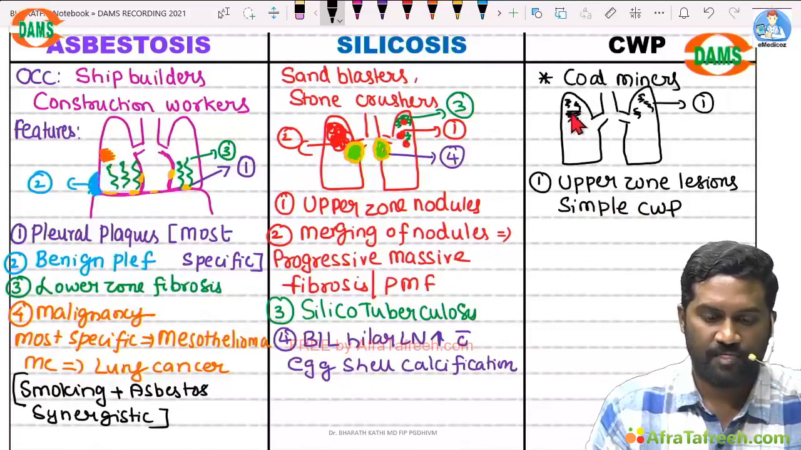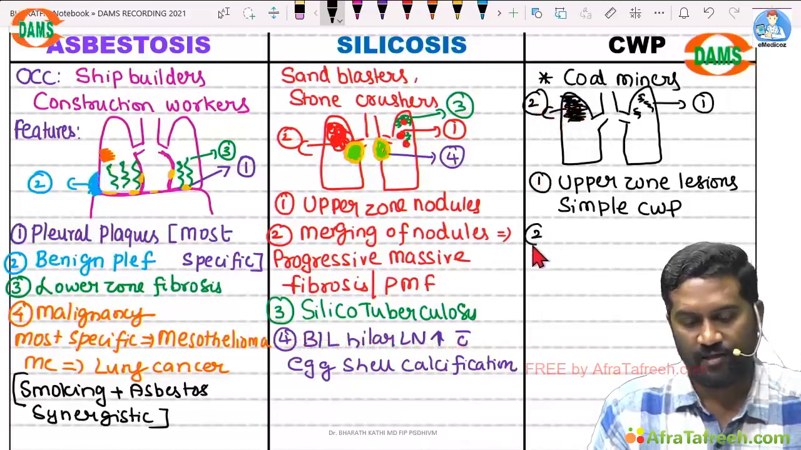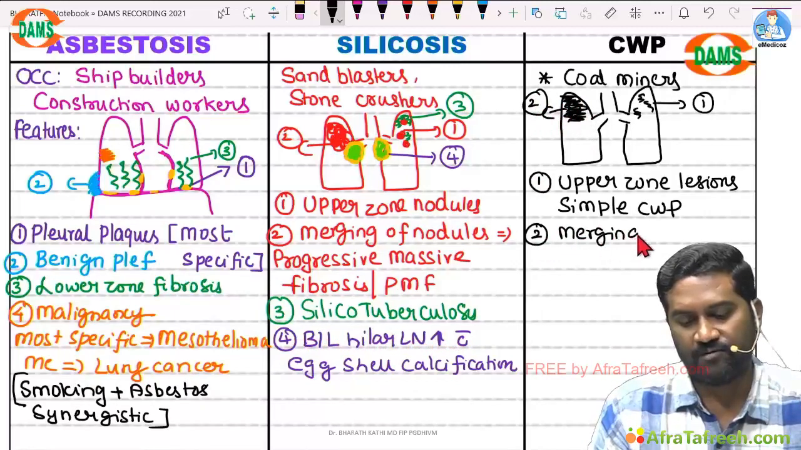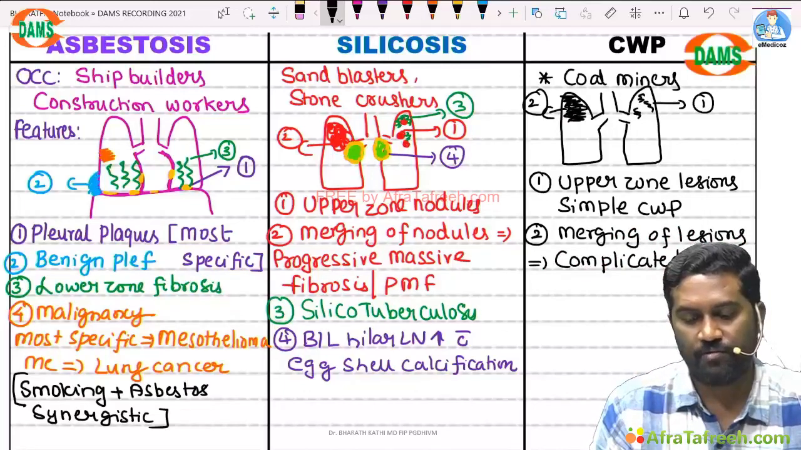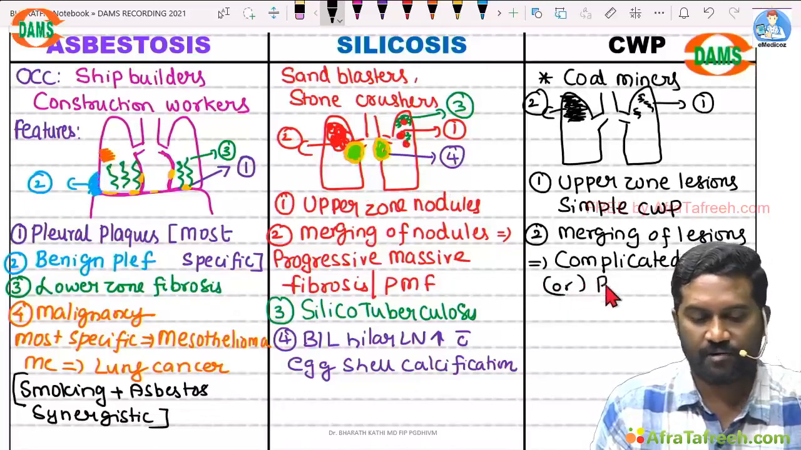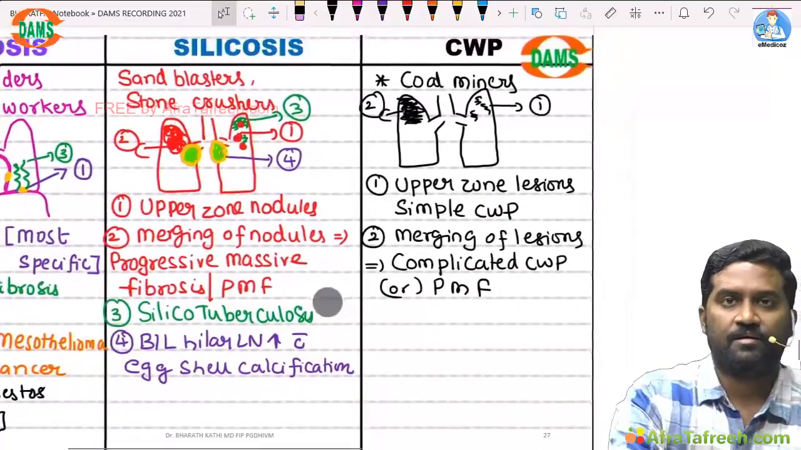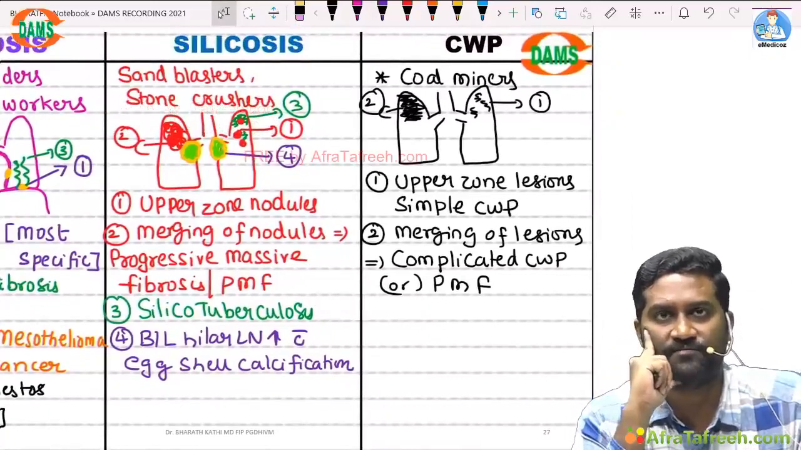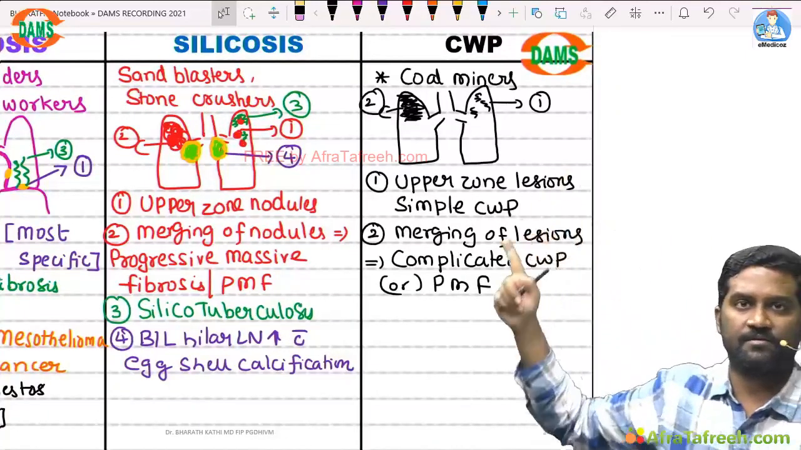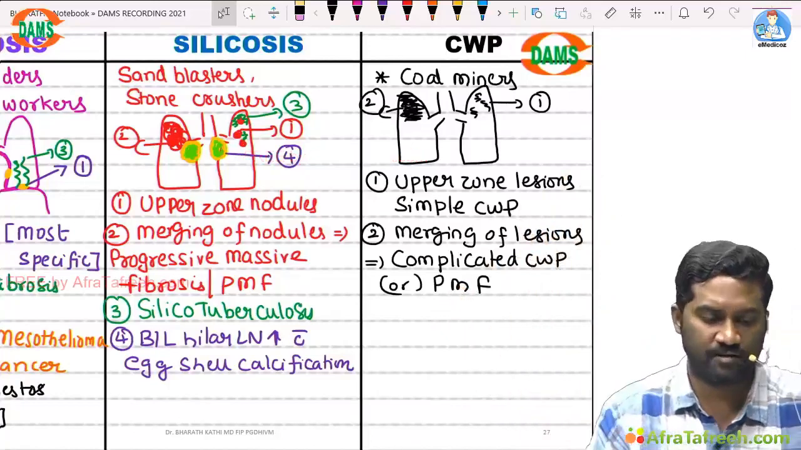As time progresses, these individual areas can merge into large areas of fibrosis. There can be merging of lesions. This phenomenon is called as complicated coal workers pneumoconiosis, also in some books written as progressive massive fibrosis, because it is the same thing. In silicosis also individual areas merging was called as progressive massive fibrosis. Here also there is merging.